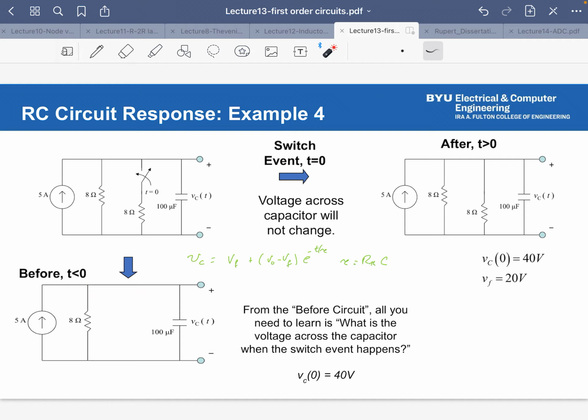And so, one way you could think about it is you could do a source transformation here, and that's going to be 40 volts, 8 ohm on a resistor. And so the initial voltage, V initial, has to be 40 volts.